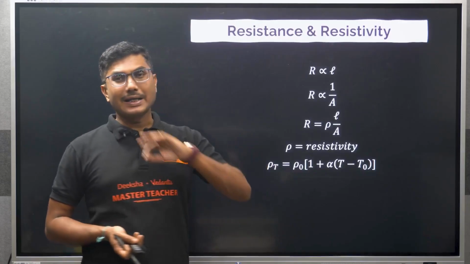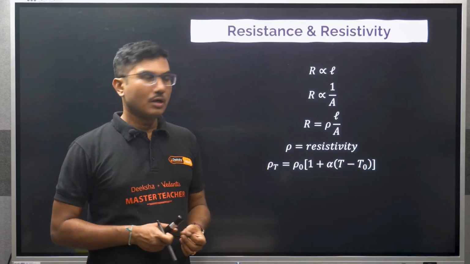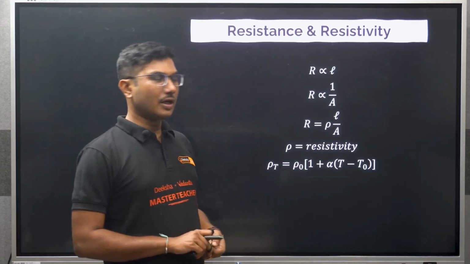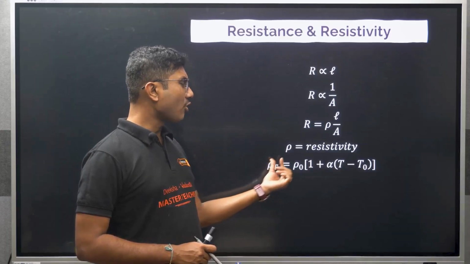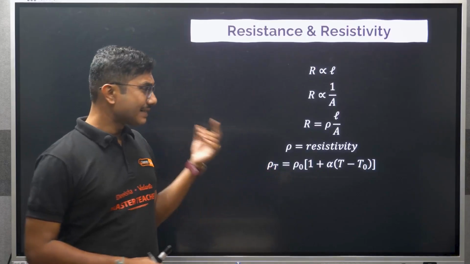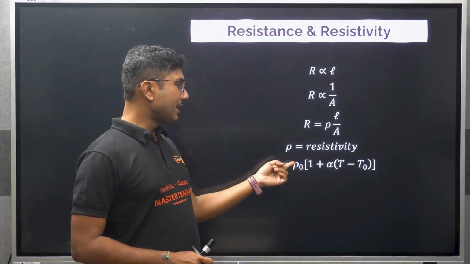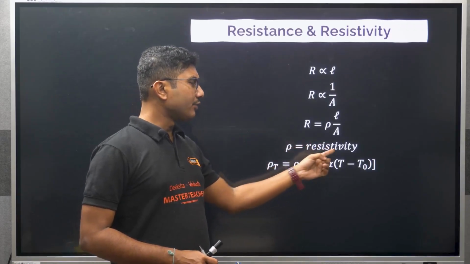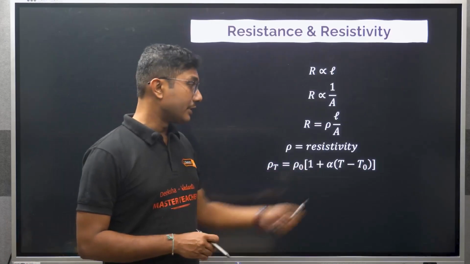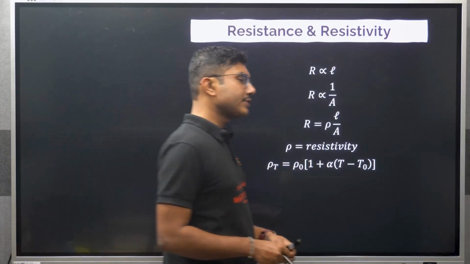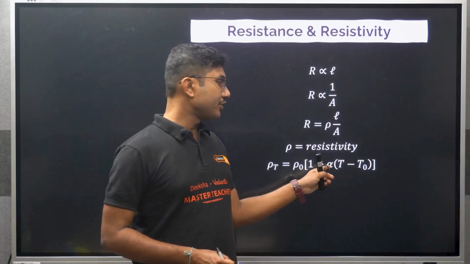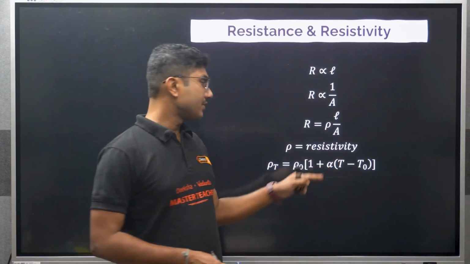Now if you are using a particular conductor, for example copper, and you want to measure how the resistivity of copper changes with temperature, the resistivity of any material can be written as rho T. Resistivity at a temperature T is given by rho naught into 1 plus alpha into T minus T naught. This is the general formula for how resistivity varies with temperature. This alpha is called the coefficient of resistivity.